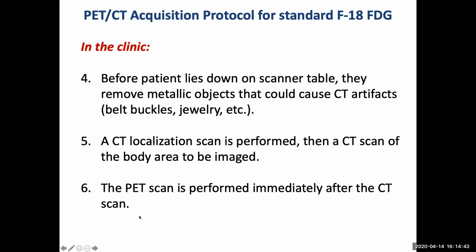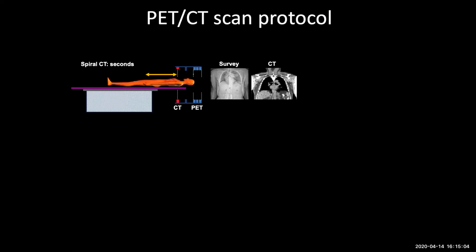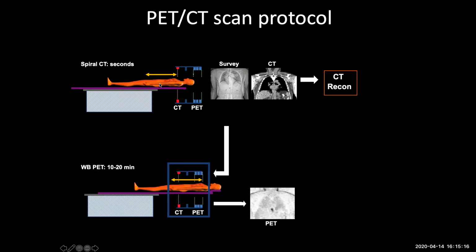Before the patient lies down on the scanner table, they remove all metallic objects that could cause CT artifacts. Then a CT localization scan, or scout image, is performed. Then the CT scan of the body area to be imaged. Then the PET scan is performed immediately after the CT scan. So let's take it step by step. First of all, we take the survey or scout image. Then we get the CT of the area we want to scan. After that, we do the CT reconstruction.